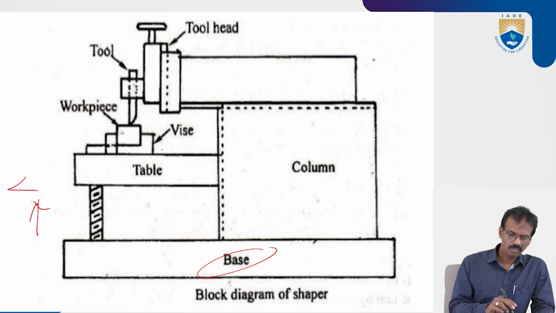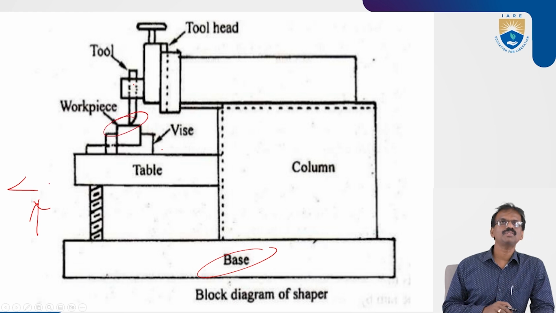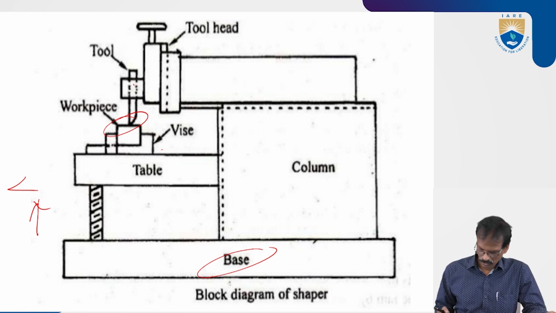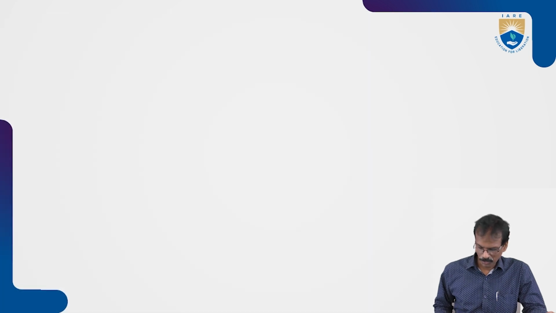In this way, the material will be removed from the workpiece. The material removal rate is very high. By using this, you can produce flat surfaces or some gearings also. Now we'll see different parts of this shaping machine.